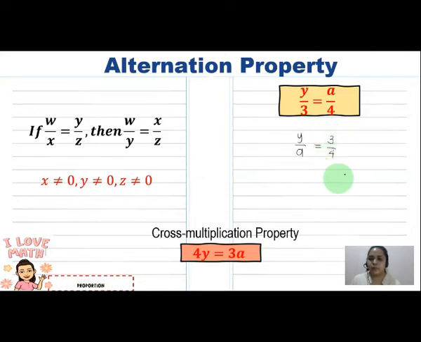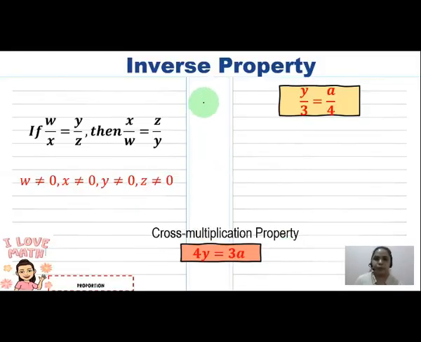By the way, you can pause this video kung gusto nyo kayo muna mag-solve, and then tingnan nyo kung tama yung isosolve nyo by continuing this video. Okay, so let's have cross multiplication ulit. Y times 4 is 4Y. A times 3 is 3A. So, walang nagbago po, using alternation property, yan pa rin siya. Okay? Next, let's have inverse property.